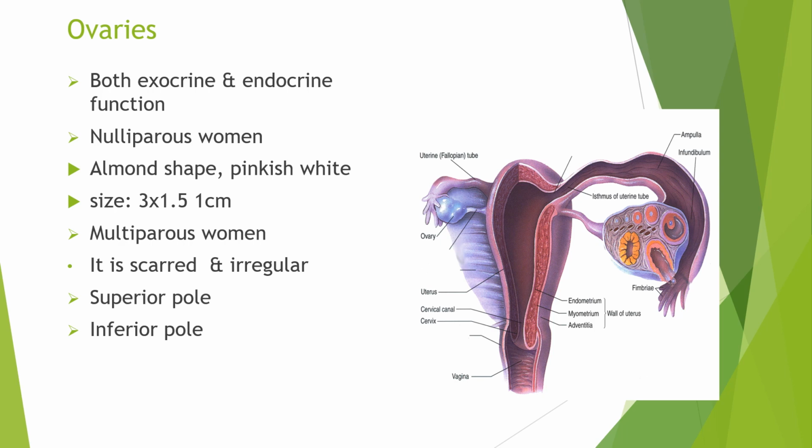The ovaries have a superior pole and an inferior pole. By means of the superior pole, with the help of the suspensory ligament, they are attached to the pelvic walls, and at the inferior pole, with the ovarian ligament, they are attached to the uterus.